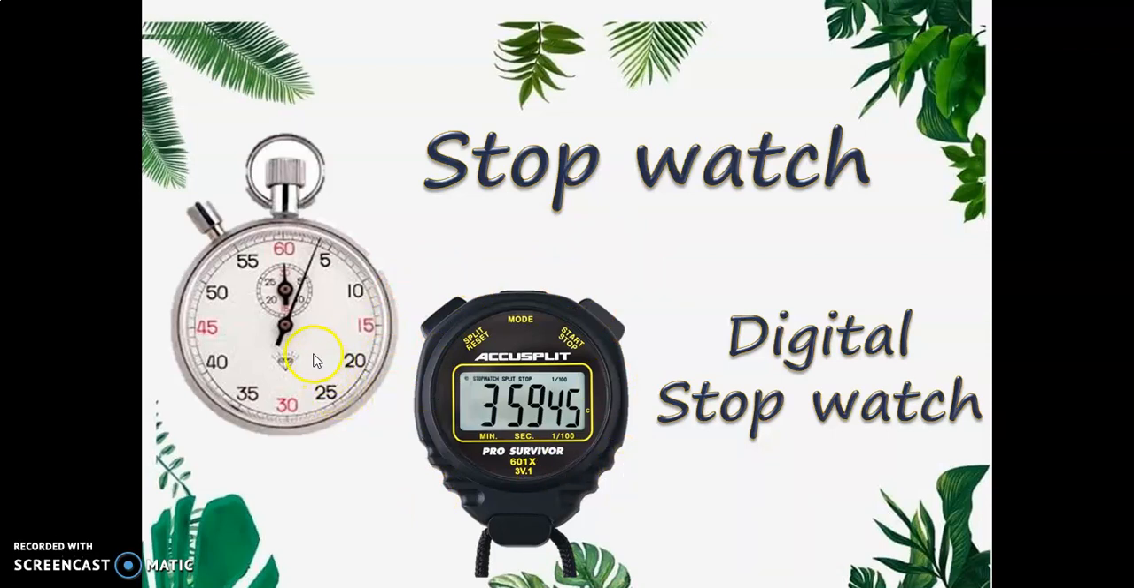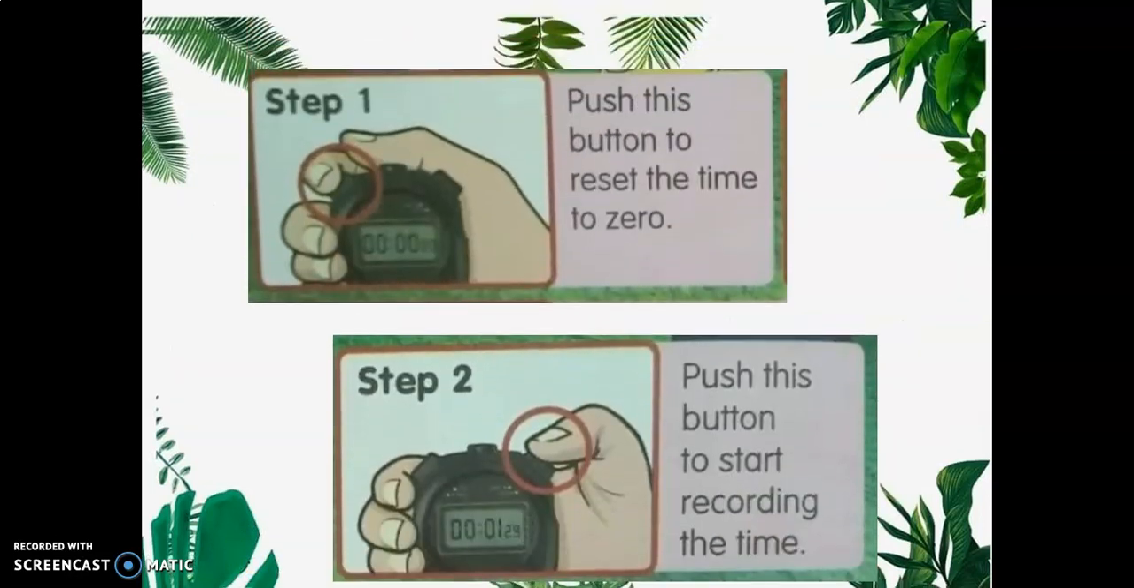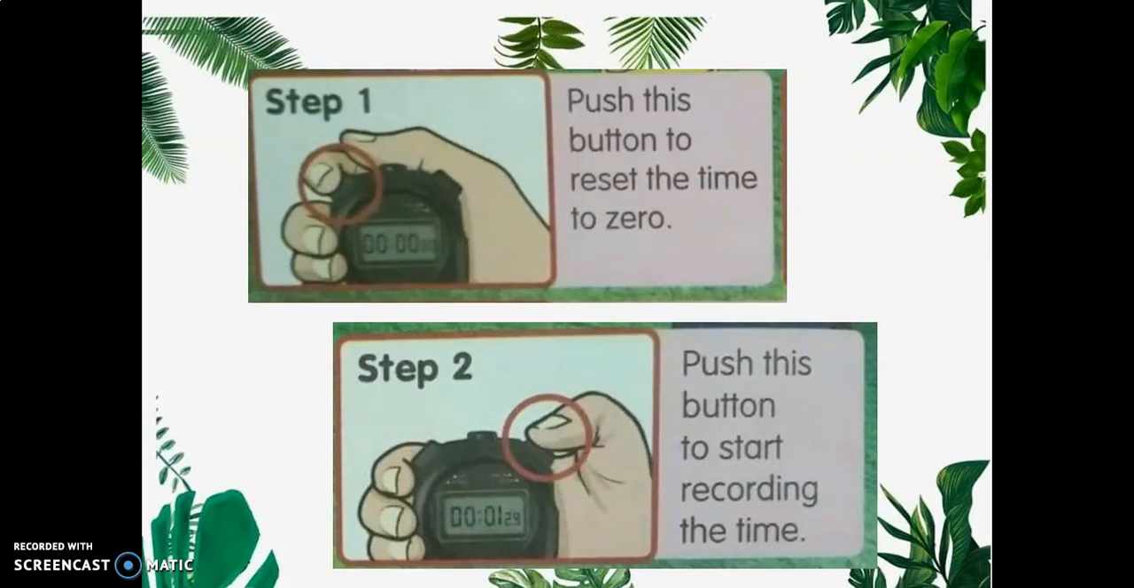Ini dinamakan jam randik. Jam randik ni biasanya cikgu gunakan dalam makmal sains untuk menyukat masa. Yang sebelah sini pun dipanggil jam randik juga. Tetapi jam randik digital, 2 nombor. Dan biasanya yang ini lebih banyak digunakan. This is often used because it is easier and the number is accurate. Okay, let's proceed. Okay, this is how we use the digital stopwatch.